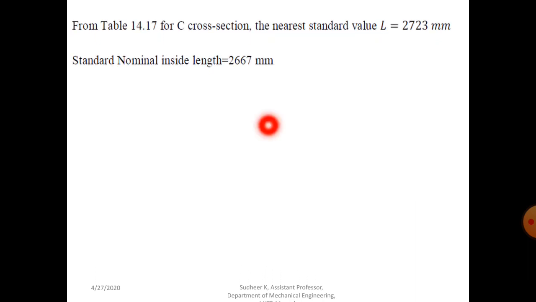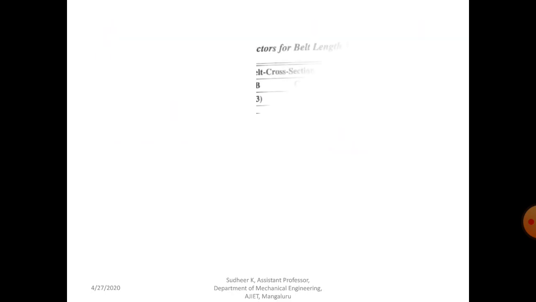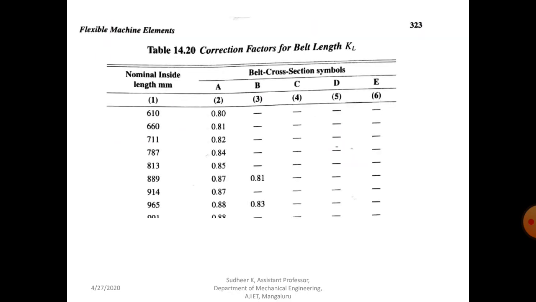So based on this nominal inside length, we have to calculate the correction factor. From table 14.17 for a C cross section, the nearest standard value is 2723 millimeter, and the standard nominal inside length is 2667 millimeter. Now from table 14.20 we have to find out the correction factor for length. From this table, the type of cross section is C. So based on this you have to calculate.